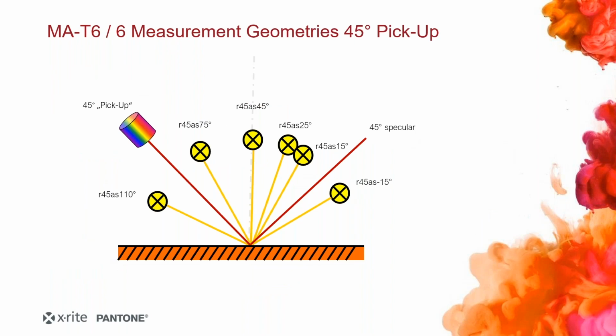Here's a short overview about the measurement geometries that we feature with the MAT6 instrument. We have 45 degree pickups, and you can see all the lights that we have here. We changed this by design as well compared to the MA98 series, where we had multiple pickups and one light source. Now we have multiple light sources and one pickup, due to the more stable light conditions that we have with the LED light.